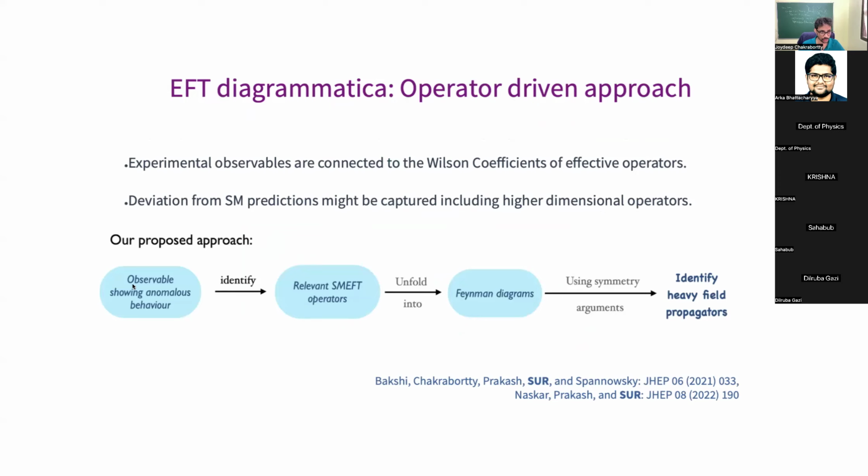You generally find out what observables are showing some kind of anomalous behavior. You identify them and then find out which standard model effective field theory operators can explain that anomaly in the data. Then, using a simplified scenario, you unfold those operators through the Feynman diagram and use arguments from symmetry, and you find the minimal extension of the standard model such that you get those operators. And that paves the path to BSM model building in a minimal way.